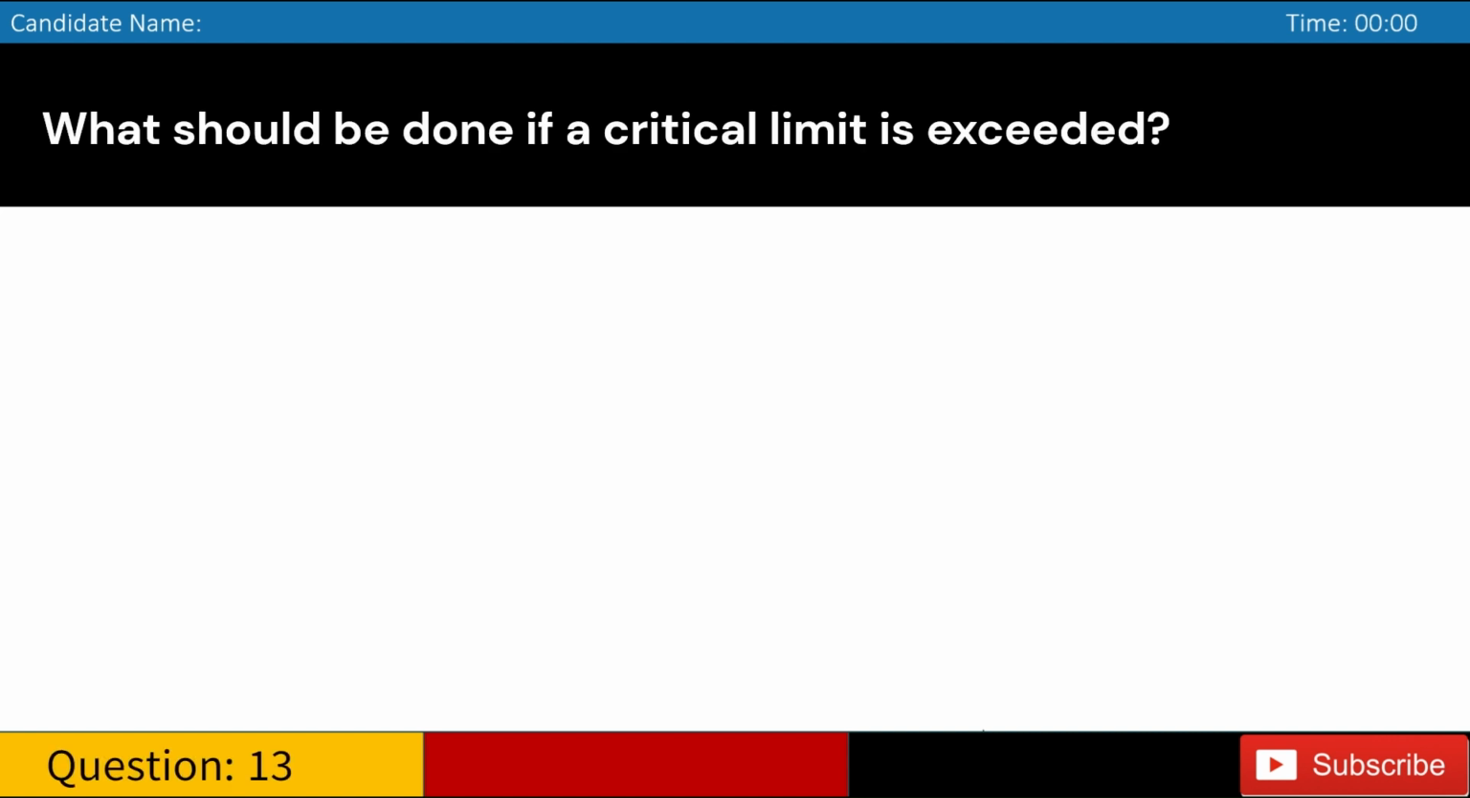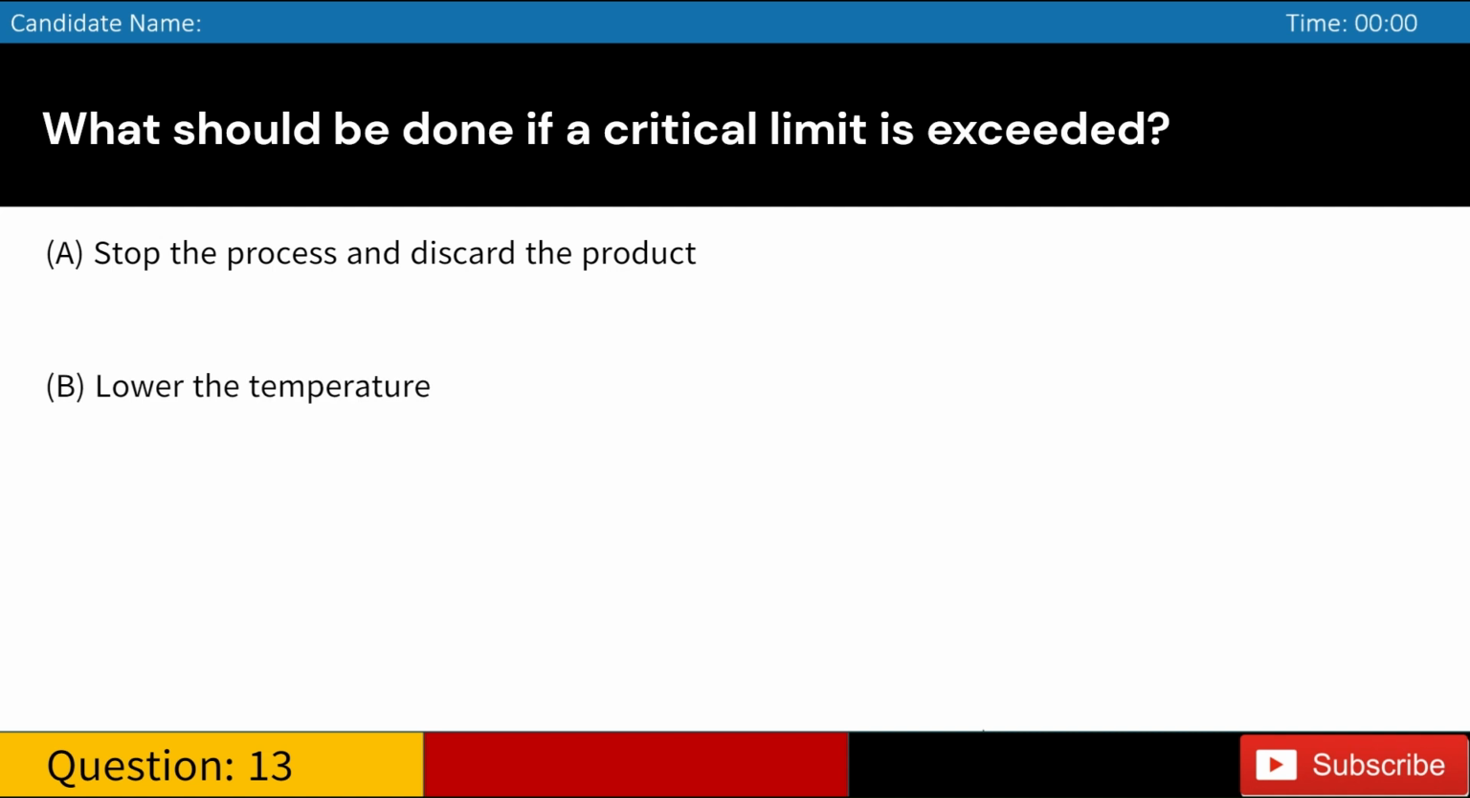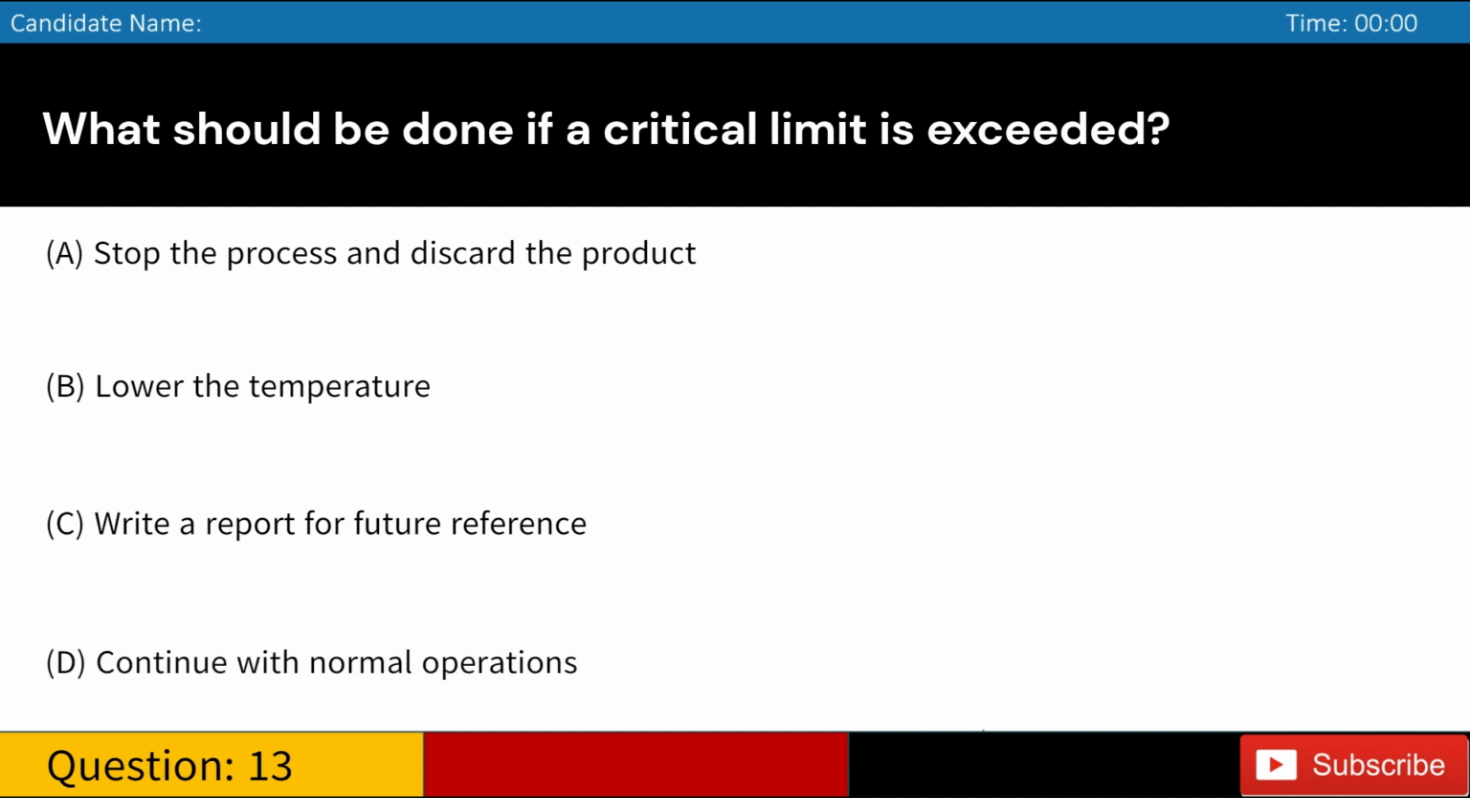What should be done if a critical limit is exceeded? A. Stop the process and discard the product. B. Lower the temperature. C. Write a report for future reference. D. Continue with normal operations. Answer A. Stop the process and discard the product.